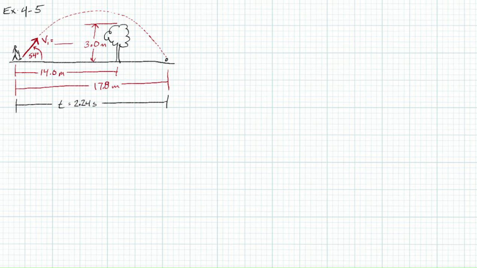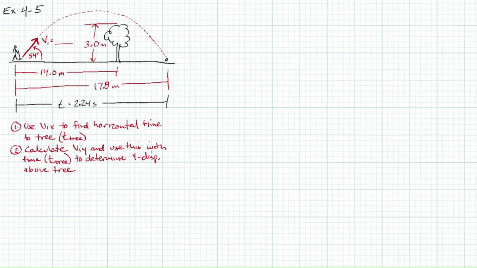So we want to do two things in order to solve for part B. Number one, we want to use the initial velocity in the x direction, which we found in the previous problem, to find the horizontal time to the tree. We know the distance to the tree, and we know the x component of velocity. We should very easily be able to solve for the time.